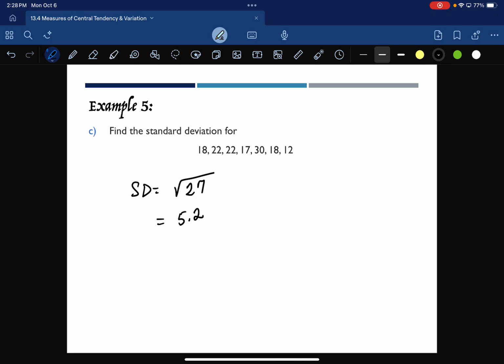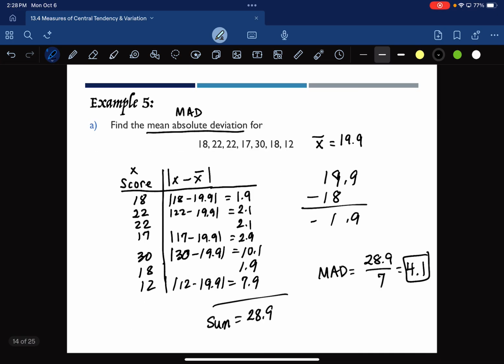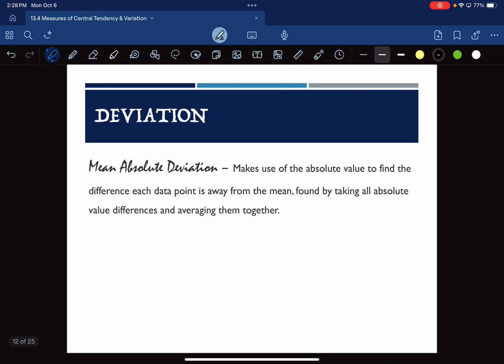Yes, Savannah? So the first part that we did, like part A, was that its own thing? Yes, it was its own thing. We had a slide over here that talked about mean absolute deviation. It's its own standalone. Mean absolute deviation is one way of looking at how far the data is spread apart. Standard deviation is another way of looking at it. Okay, so they're not always together.